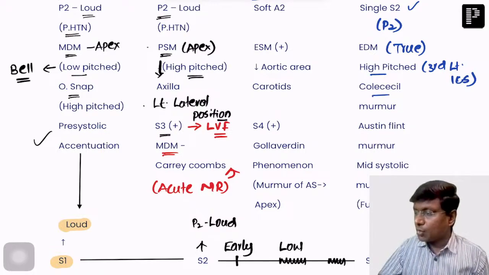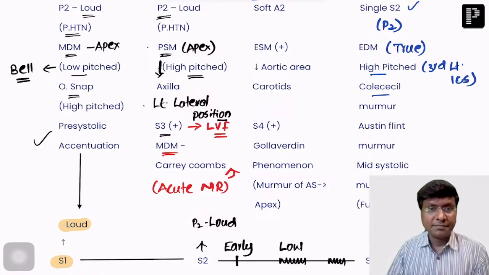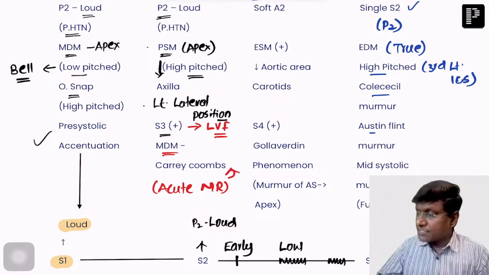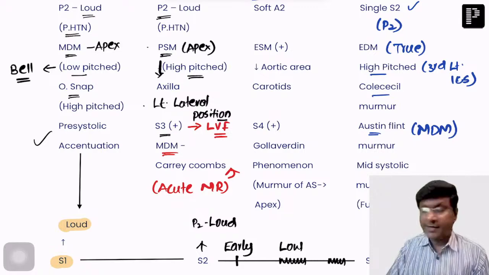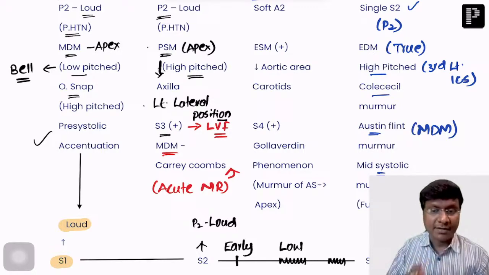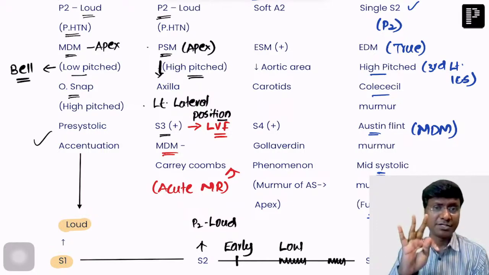Then next is the Cole-Cecil murmur, a functional murmur, where the murmur of AR radiates to the axilla. Next is the Austin-Flint murmur, which is a functional mid-diastolic murmur. Then the mid-systolic murmur is also functional, because of functional aortic stenosis. So you have only one true murmur, the early diastolic murmur, and three functional murmurs: Cole-Cecil murmur, Austin-Flint murmur, and the mid-systolic murmur.